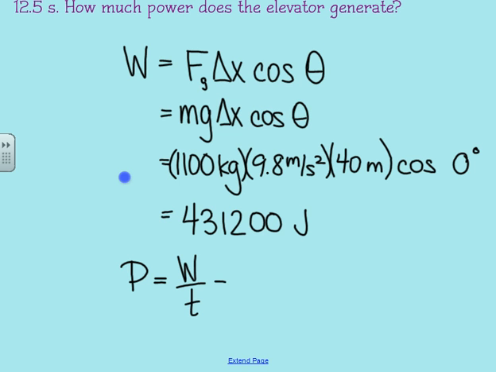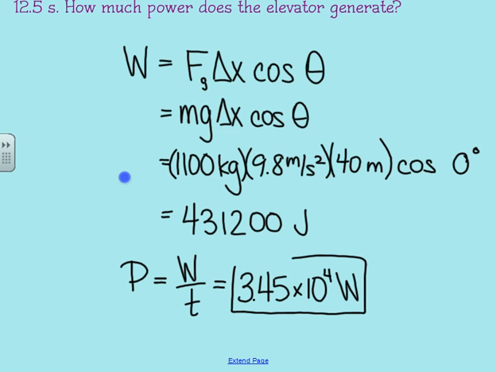Power is work divided by time. So I take that number and divide it by 12.5 seconds. And I get 3.45 times 10 to the 4th watts. This one is in scientific notation because it's my final answer. Does that make sense? Sure it does. It's a pretty big number, but it's an elevator that we're lifting. And it's going pretty fast, 40 meters in 12.5 seconds. So that is a reasonable number.